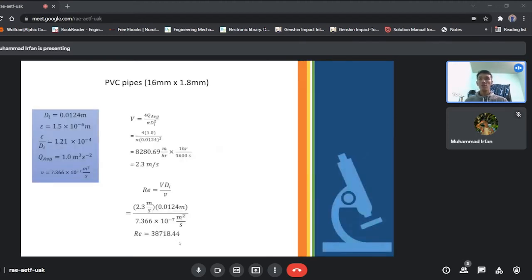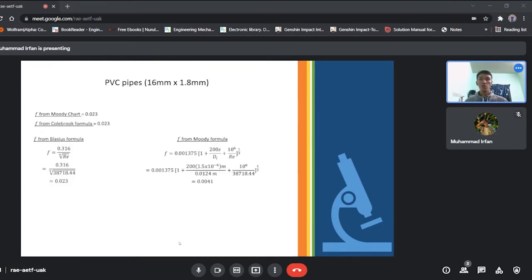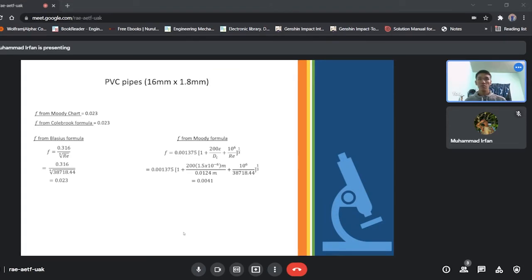Next is the calculation for PVC pipes 16 mm times 1.8 mm. We will get velocity equal to 2.3 and the Reynolds number equal to 38718.44. After that, we can get the value of F from the Moody chart, which is 0.023, and the value is the same for the Colebrook formula and Blasius formula, but the value of F from the Moody formula is a bit different, which is 0.0041.